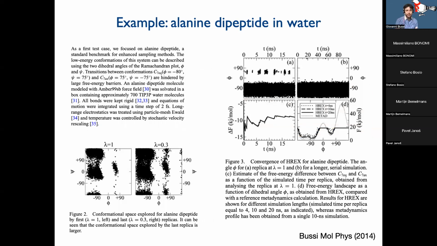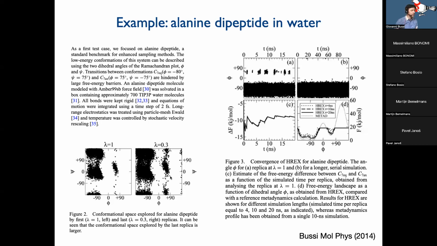Okay, this is an example application from this paper where I describe also the implementation. Alanine dipeptide in water. It's actually the same system on which we will play in the exercises. Here you have sampling of phi psi at lambda equal to 1, which is unscaled. And here at lambda equal to 0.3, which is like temperature effectively increased by a factor 1 divided by 0.3.